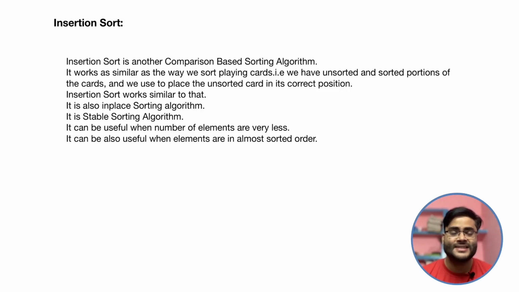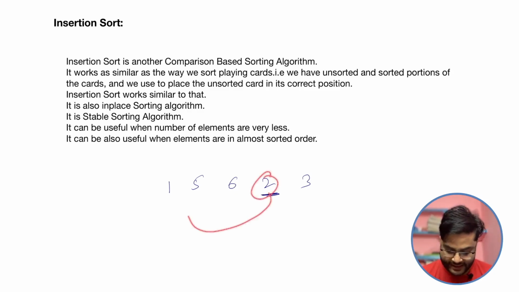It works in a similar way as we sort cards. Let's say we have cards like 1, 5, 6, 2, 3. If you want to place 2 in its right position, you will put it just after 1. The similar way insertion sort works. So we will discuss it in detail.